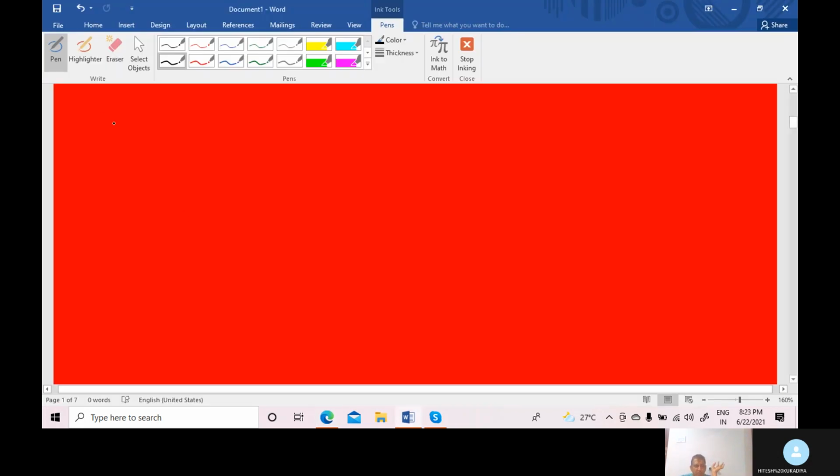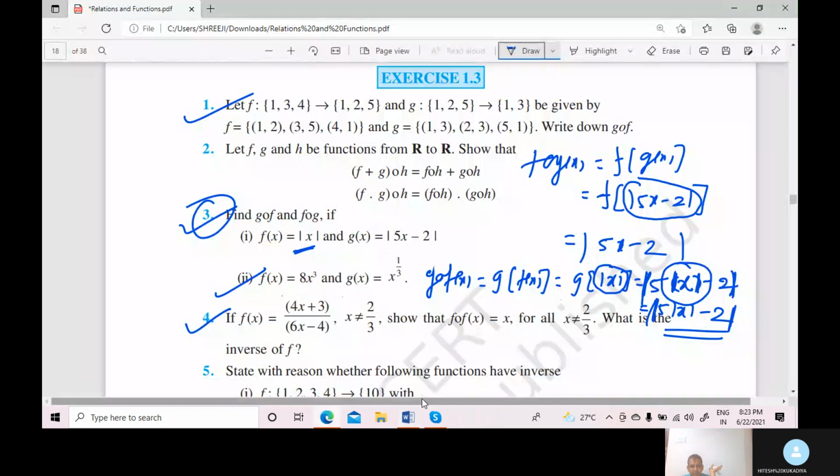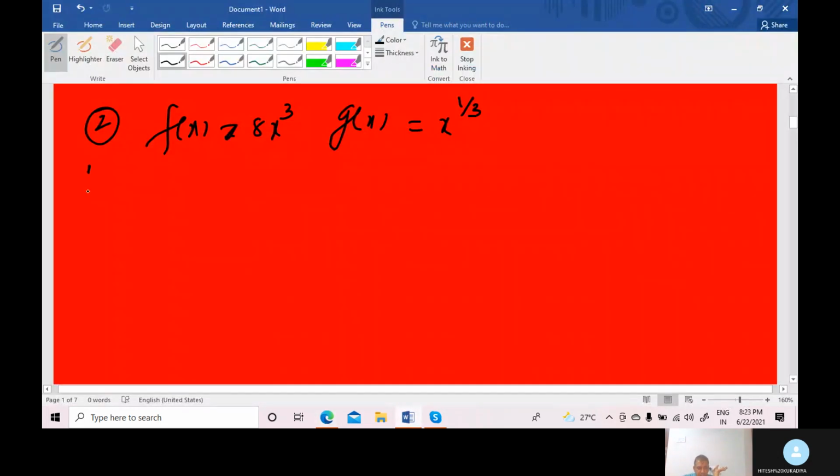We calculate in the notebook. f(x) equal to 8x cube and g(x) equal to x raised to 1/3. Right? Okay. Now f of g(x). g(x) is x raised to 1/3. For the function f(x), this is your x.